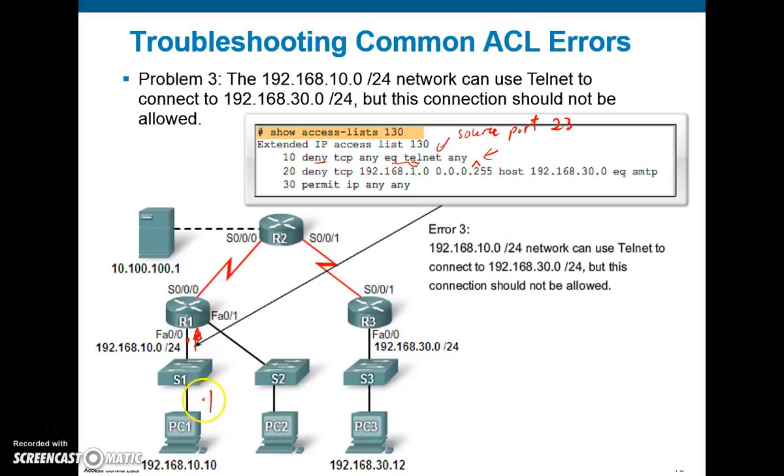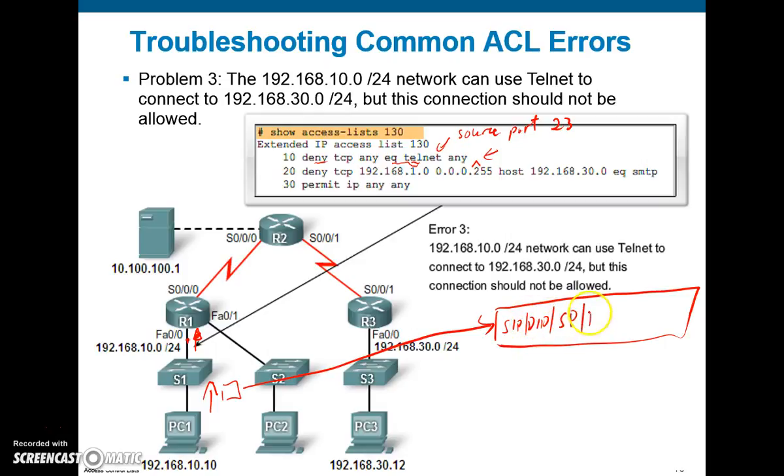PC1 sends out the telnet packet. If we look closely at this telnet packet, there's a source IP, destination IP, source port, and destination port. The source IP of course belongs to PC1. The destination IP will be some IP address inside the 30 network. What is the source port? Let's say PC1 is trying to telnet to PC3.